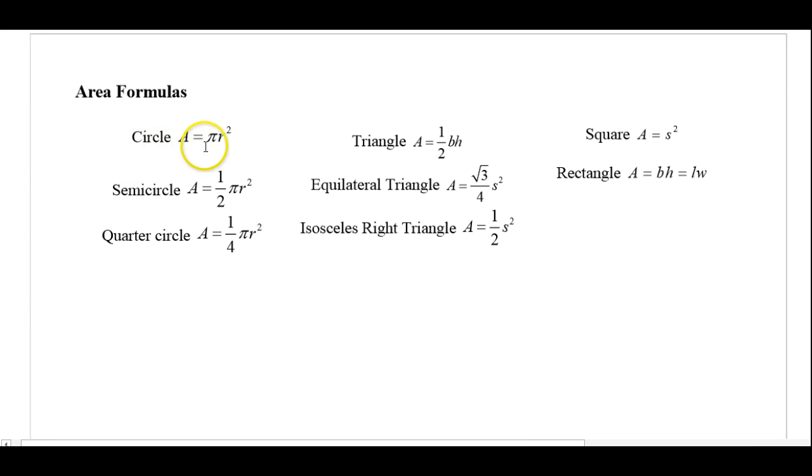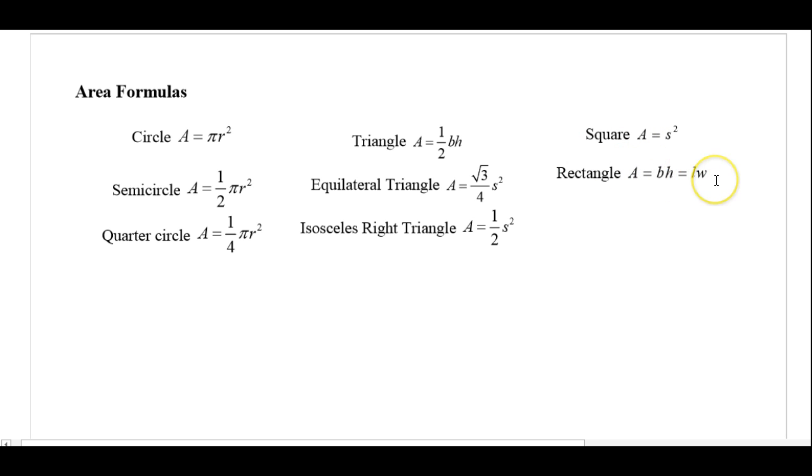A circle, so pi r squared, a semicircle, a half pi r squared, a quarter circle, so 1/4 pi r squared, a basic triangle, so 1/2 base times height, but more than that, we'll need to know the area of an equilateral triangle, which is radical 3/4 sides squared, and an isosceles right triangle, so 1/2 sides squared are the triangle formulas we'll need, and then a square, so that's side squared, and a rectangle, which is base times height or length times width.